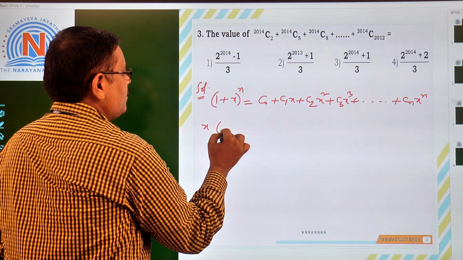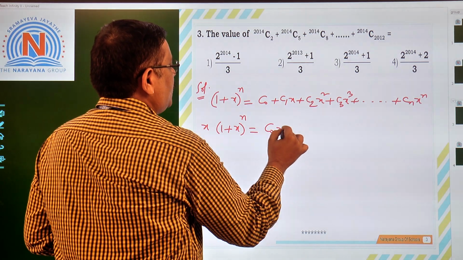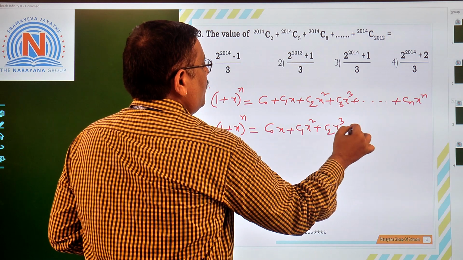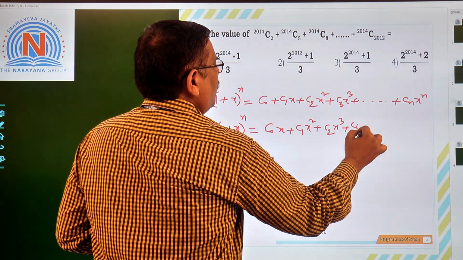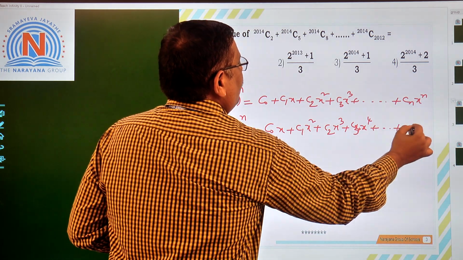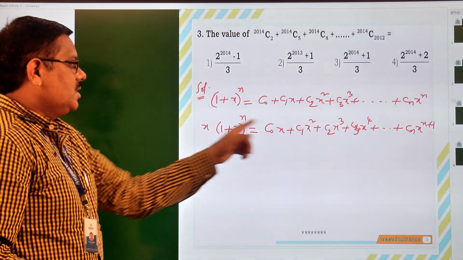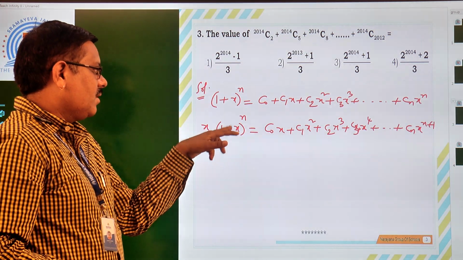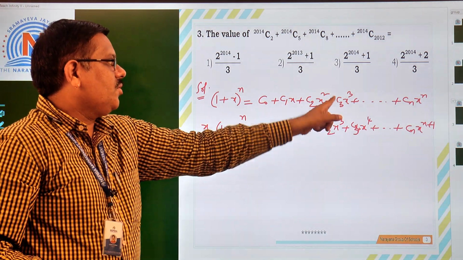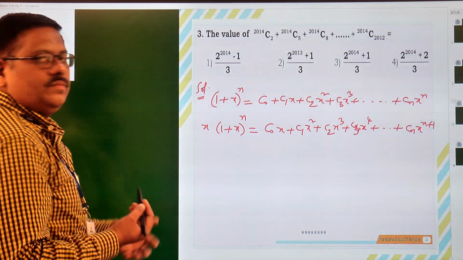So, we have x times of 1 plus x whole power n, that is going to be c0x plus c1x square plus c2x cube plus c3 x power 4 plus so on plus cn x power n plus 1. Okay. So, both the sides we are multiplying with x. So, x times of 1 plus x whole power n changes to be c0 x plus c1x square plus c2x cube plus c3x power 4 plus so on. Okay. Now, what to do?